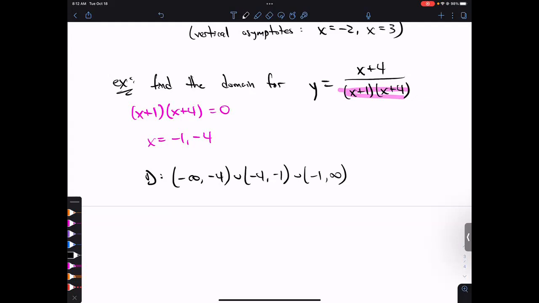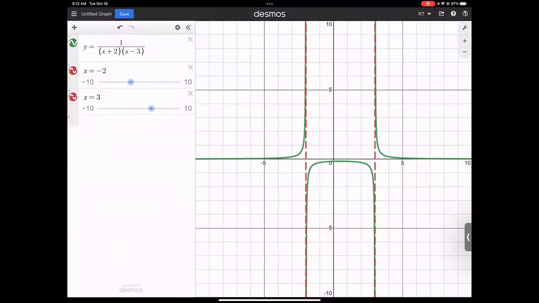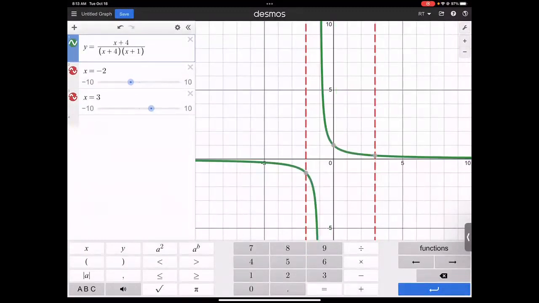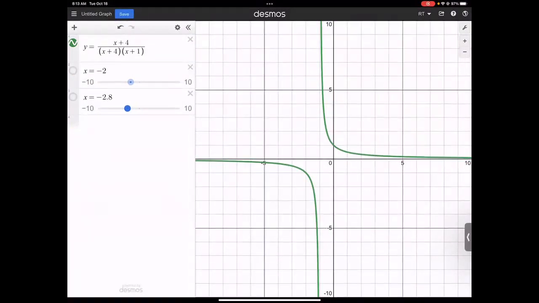Anybody graph it? Not yet? Okay. Let's take a look at the graph. What is (x plus 4) over (x plus 4) times (x plus 1)? There it is. Okay, so -4 and -1 is what we came up with.